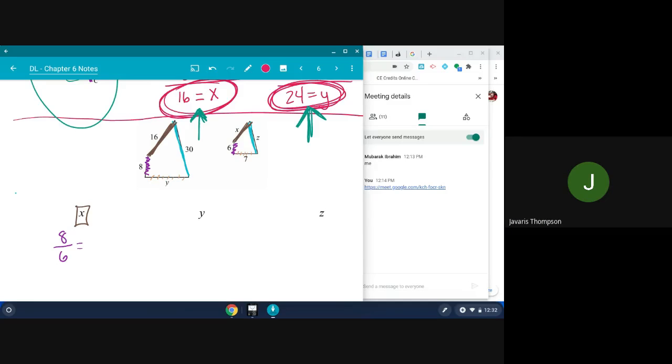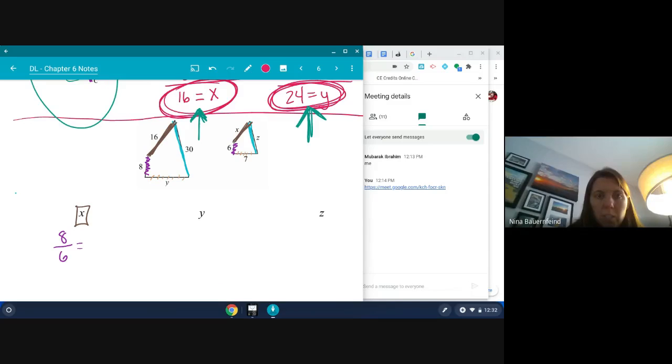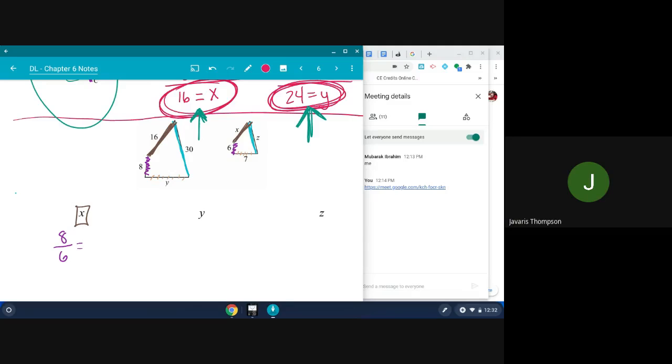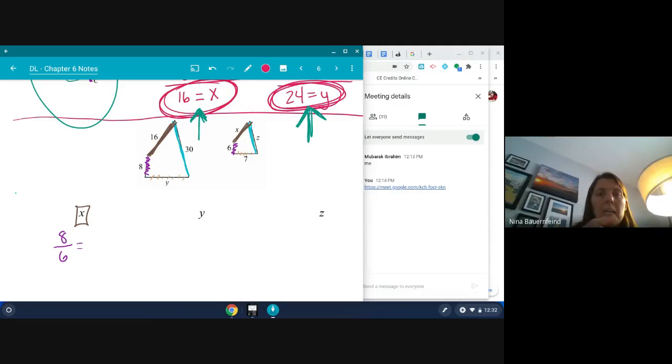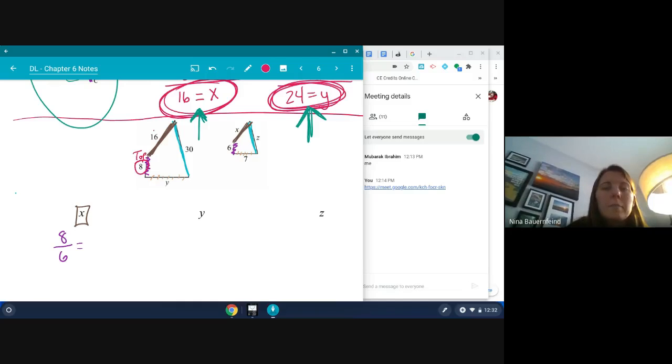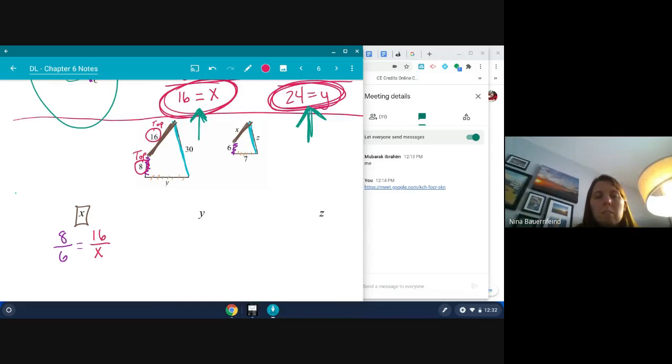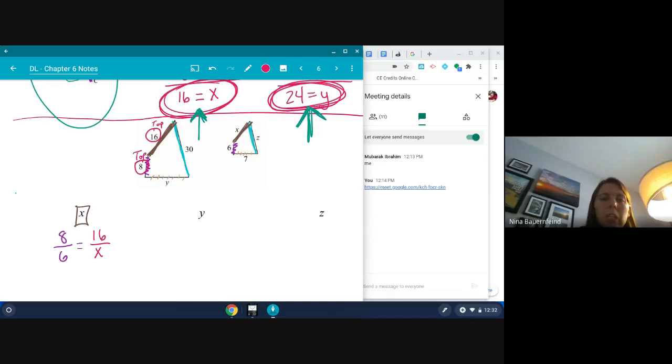6 over 16. Yes, except I'm just going to flip that. So since I did 8 on top, that means this one has to be on top. So I'll just go 16 over x. And then that means that this will have to be on top and this will have to be on top.